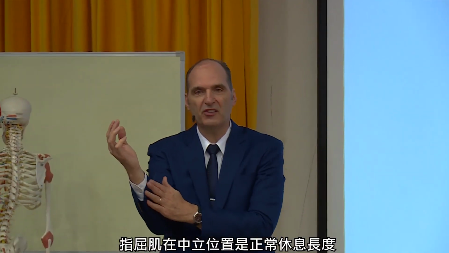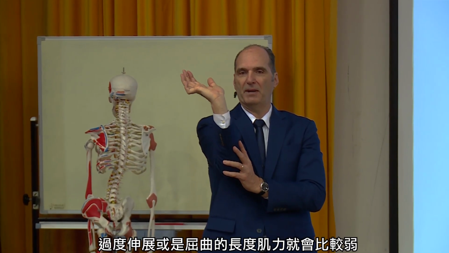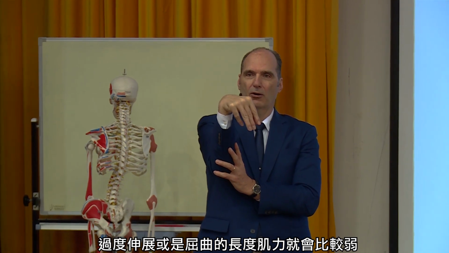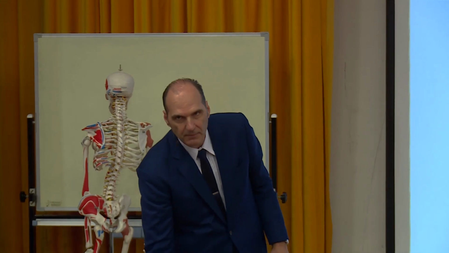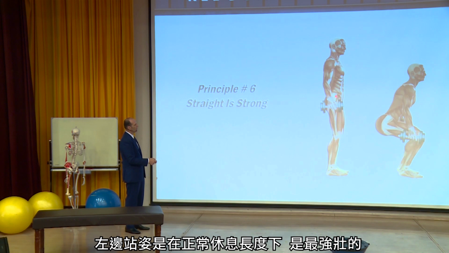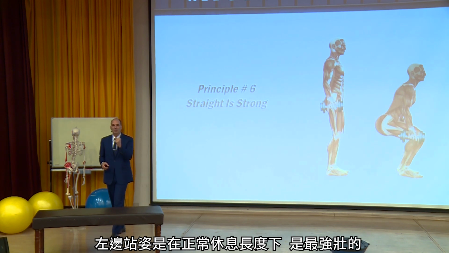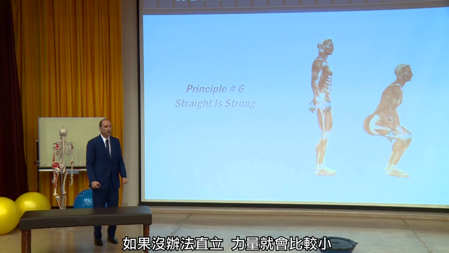And the reason is the wrist flexor muscles, this is the normal resting length for the wrist flexor muscles. If we go beyond it or shorten it or lengthen it, we get weaker. The strength is in the middle. And the principle is straight is strong. So if we can get people to be like this, where all the muscles, even the spinous muscles, are in the normal physiologic resting length, they're going to be as strong as they possibly can be. And if we deviate from that, we're going to be weaker.